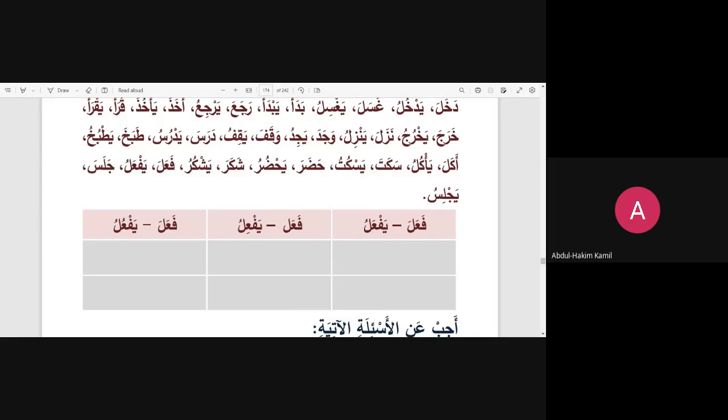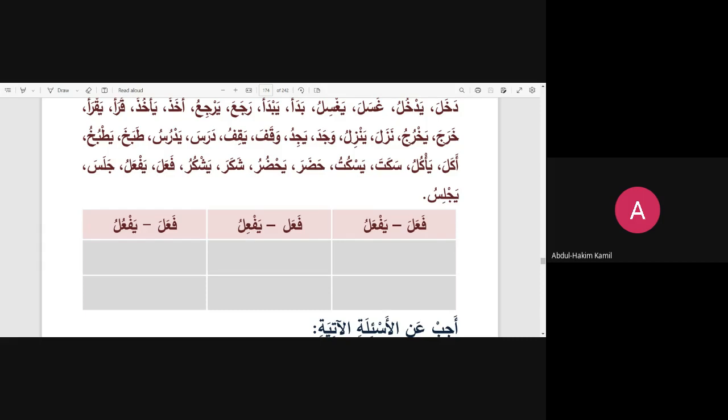When we come back, I'm going to give you the madi, you give me the mudari. I say dakhala, what are you going to say? You're going to say yadkhulu. I'm going to say jalasa, you're going to say yajlisu. You have to come with it correct. You can't say yajlasu. You can't say yajlusu. I'm going to test you. I'm going to give you the madi, you give me the mudari.